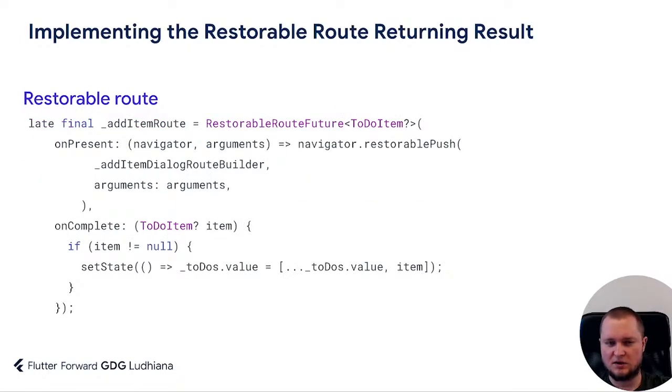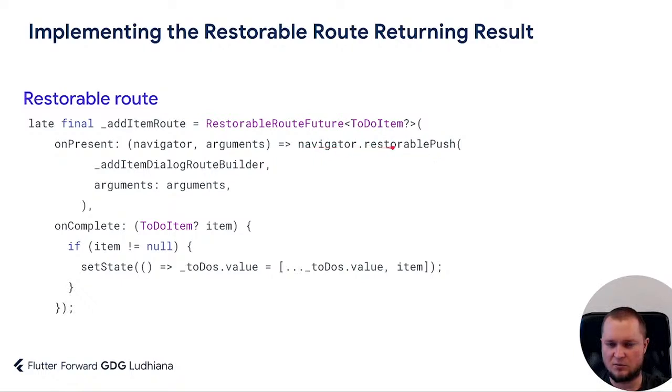Okay, how to do that in the restorable way? We need to add the restorable route future, and this is a generic type. We return the nullable to-do item, null if the dialog is dismissed, and this route future has two callbacks. On present is fired on each navigation forward when we open the dialog, and on complete is fired when we return from the dialog when the result is returned.